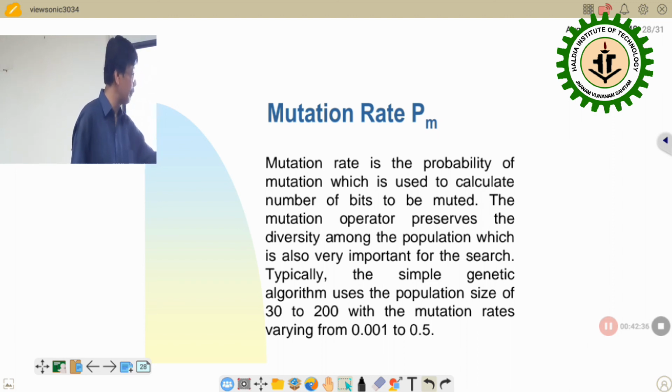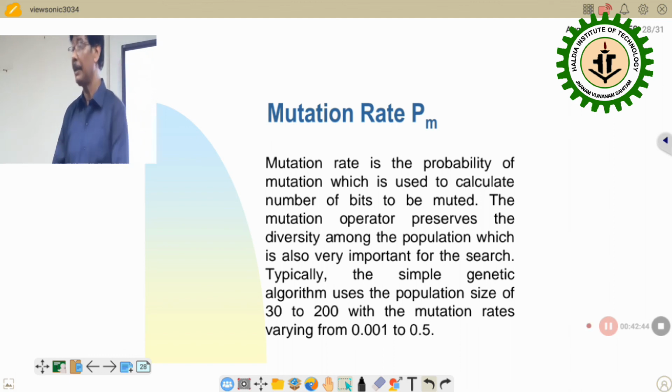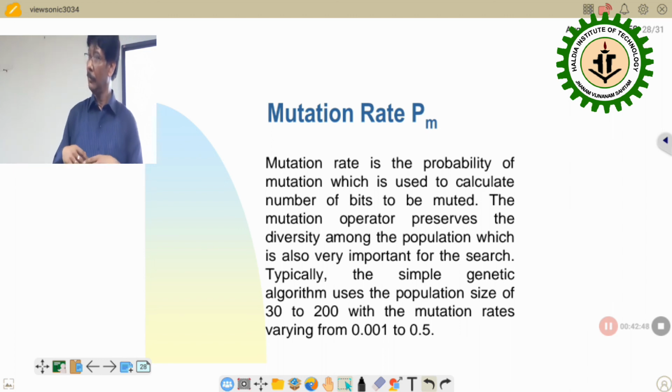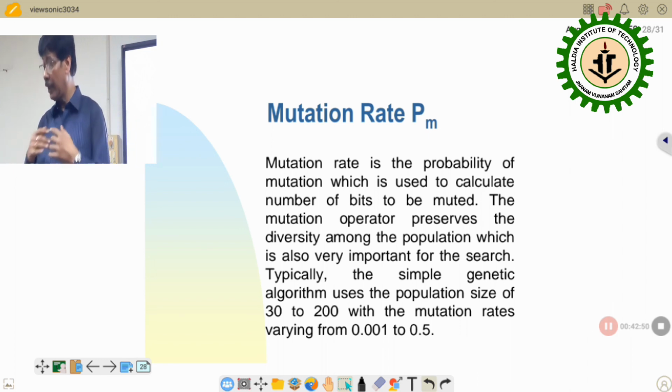The simple genetic algorithm uses a population of 30 to 200, and the mutation rate is 0.001 to 0.5 maximum. That means half of the population. So on half of the population you can conduct the mutation operator.